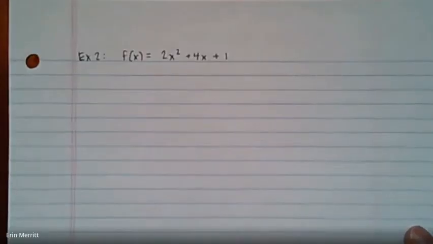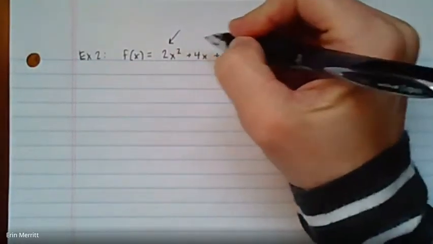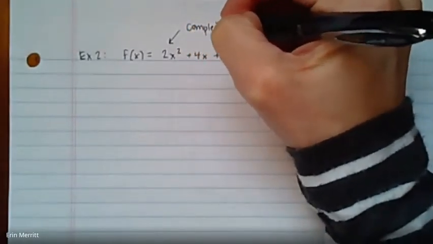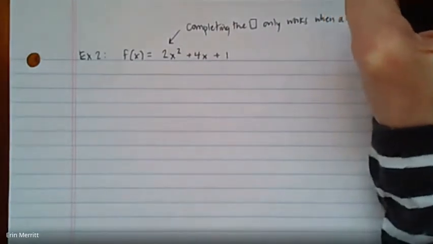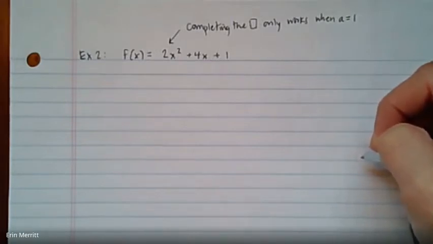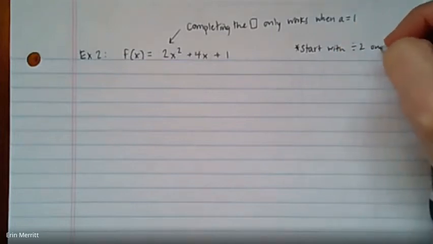All right, guys, let's try example 2. So this one's a little bit different because the completing the square process only works if that value is a 1, all right? So write yourself this little note that completing the square only works when the a value is 1. So to start this one, you actually have to eliminate the 2 by dividing it out to the other side. So we're actually going to start with dividing the 2 out.